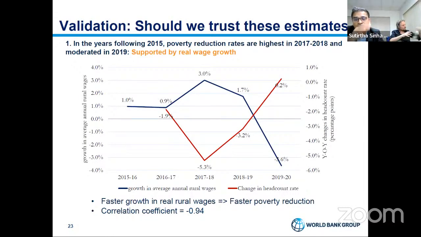And then as rural wage growth tempers, poverty reduction slows down until 2019, when rural wage growth actually turns negative. And then we expect poverty to rise. And that's exactly what we see in our data: poverty rises by 0.2 percentage points between those two years. And the correlation coefficient for these two series is about 0.94.